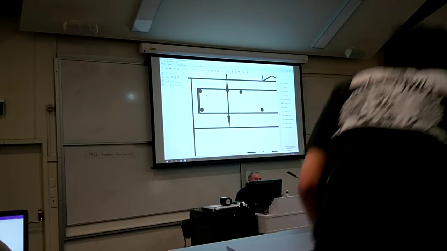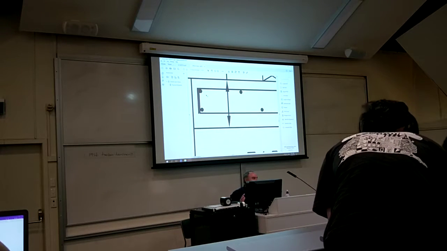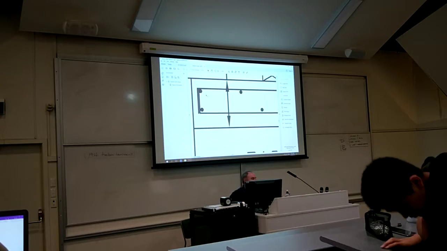So with reinforcing, it's the same. To make something strong, you put the bars as far to the edge as possible. All right?